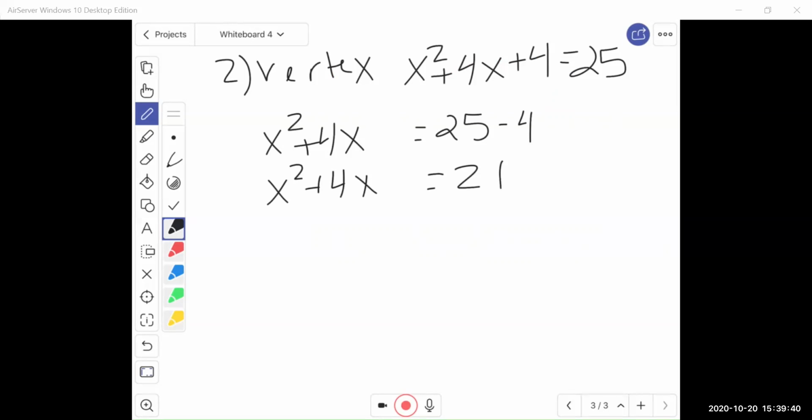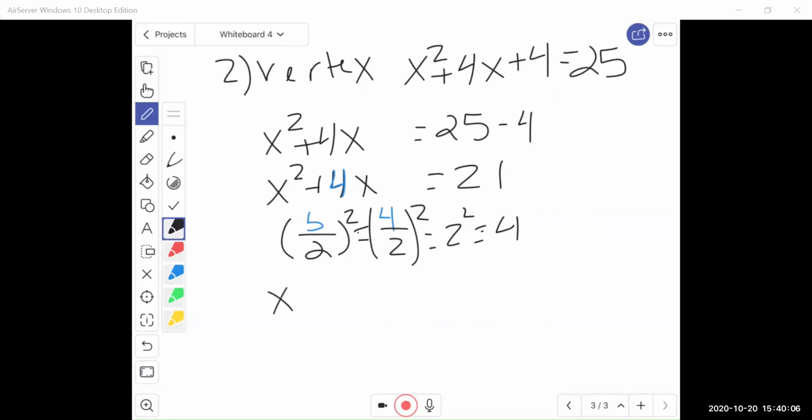And now we're going to complete the square. So again, to complete the square, we're looking at our b value. We're looking for b divided by 2 squared. What's our b value? Our b value is 4. Well, 4 divided by 2 is 2 squared. 2 squared is 4. So to complete the square, I'm going to be adding 4 to both sides. Again, whatever I do to one side, I must do to the other.